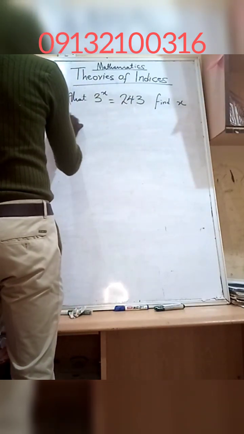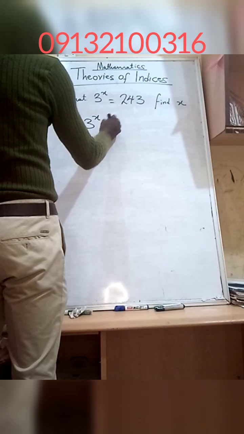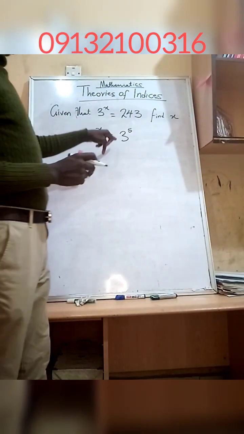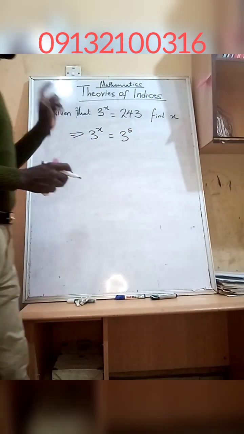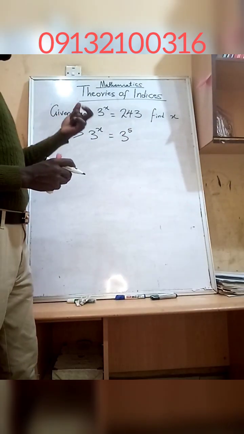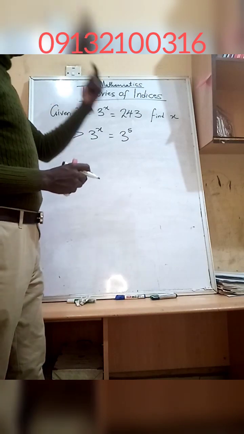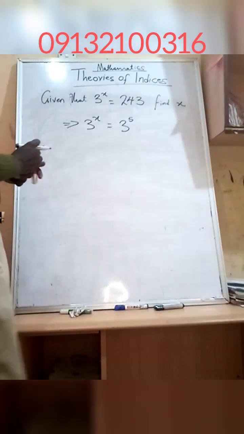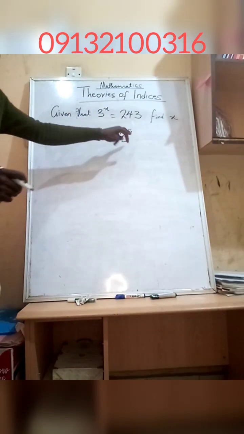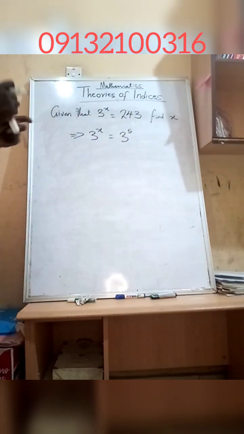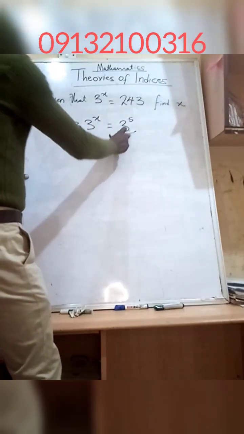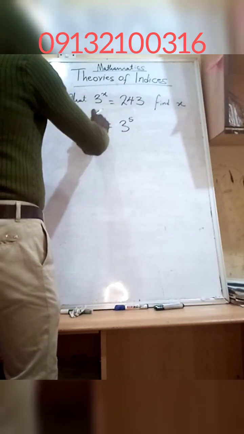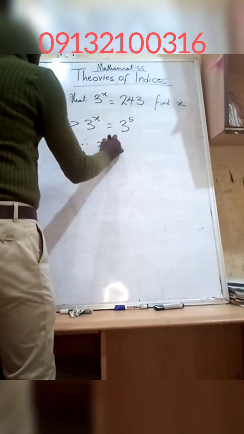And you say it implies 3 raised to the power x is equal to 3 raised to the power 5, because 3 raised to the power 5 is going to be 243. 3 raised to the power 2 is 9, raised to the power 3 is 27, raised to the power 4 is 81, raised to the power 5 is 243. So, in an equation, if you have the left hand side being equal to the right hand side, then the equation is said to be consistent. The bases are equal. The powers are automatically going to be equal. Therefore, x is equal to 5.